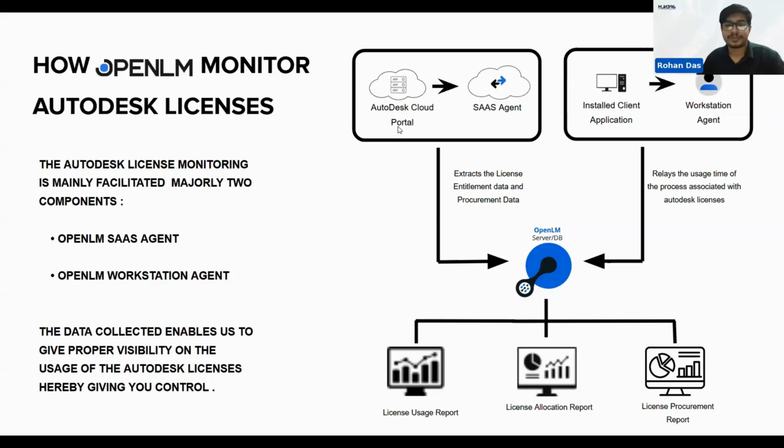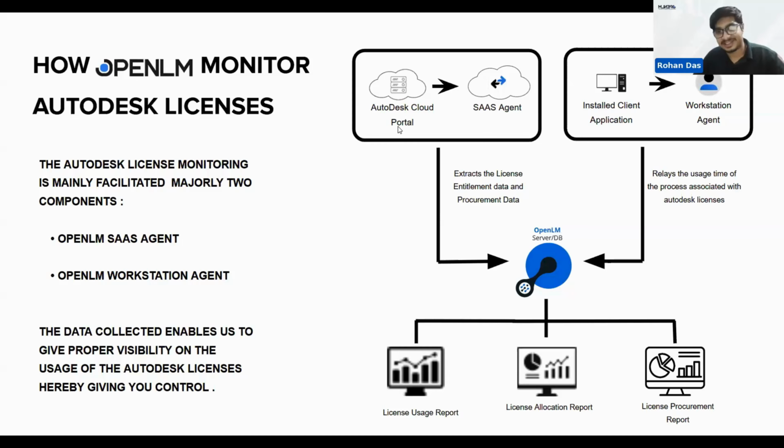So how are we actually doing it? We're not doing it in the regular way, where we go into the license managers and fetch the details of the usage. Here we are using a two-way method of guaranteeing the total and actual usage of those particular licenses that you already have.